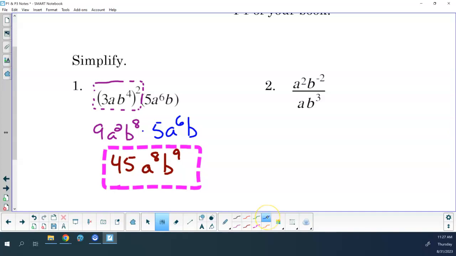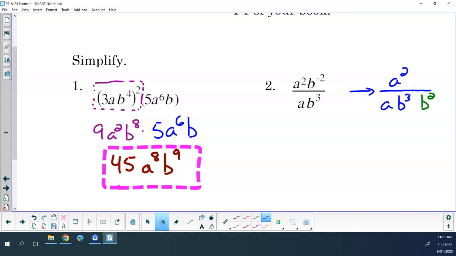Negative exponents, we don't like them, so we have to move them. A squared is positive, so it can stay up top. B to the negative 2 power is going to get moved to the bottom to make it be positive. A on the bottom stays A on the bottom. B cubed on the bottom stays B cubed on the bottom. So in your brain, that's what you're doing. Okay?